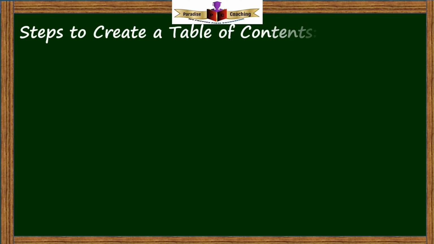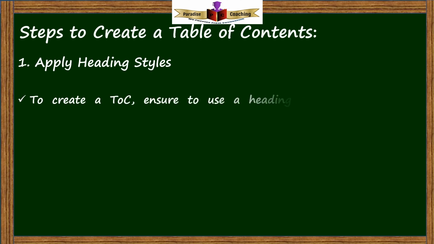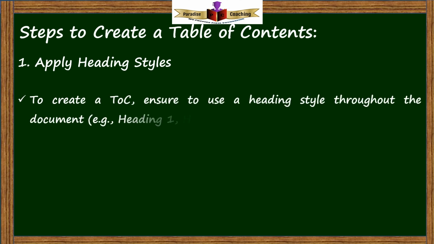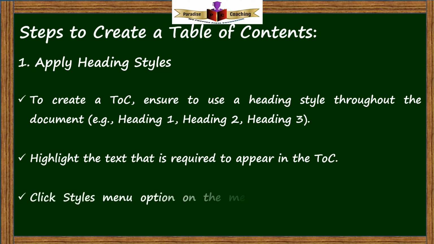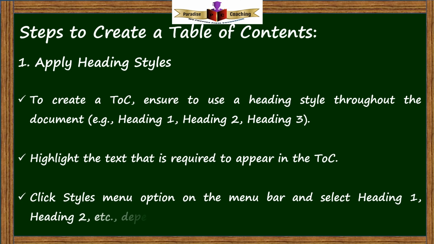Let's understand how to create the table of contents in LibreOffice Writer. Step 1. Apply heading styles. To create a TOC, ensure to use a heading style throughout the document, e.g., Heading 1, Heading 2, Heading 3. Highlight the text that is required to appear in the TOC. Click Styles menu option on the menu bar and select Heading 1, Heading 2, etc., depending on the level of heading.